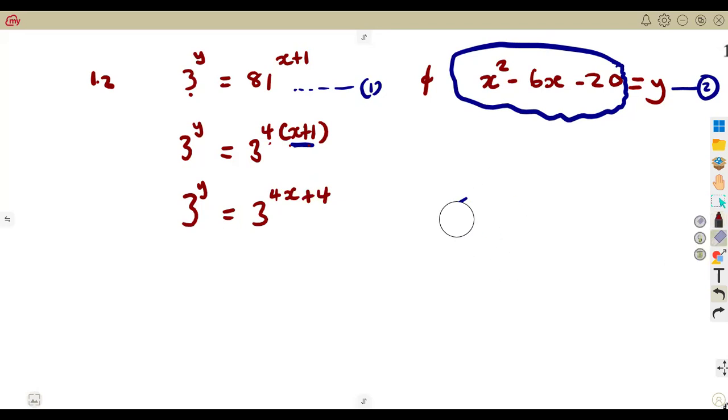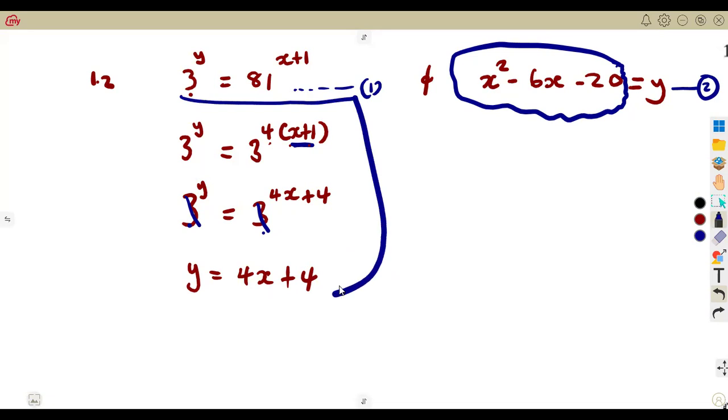So as we can see, the bases are the same here, 3 and 3. And we understand from our exponents that if the bases are the same, the exponents will be what? Will be equal. So therefore, y is equal to 4x plus what? 4x plus 4. This is what we are obtaining from equation 1 in a simplified manner.